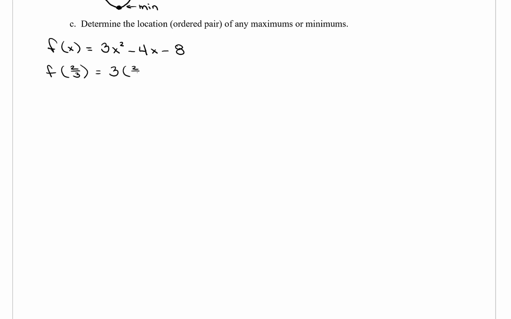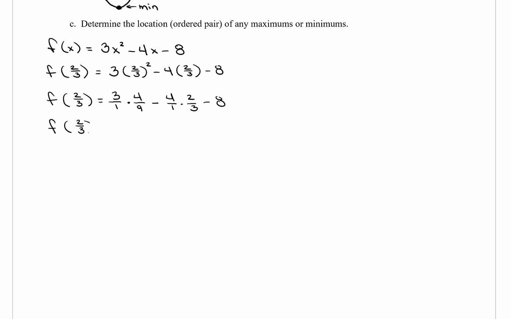This is going to be equal to 3 times 2/3 squared minus 4 times 2/3 minus 8. F of 2/3 is going to be equal to 3/1 times 4/9 minus 4/1 times 2/3 minus 8. F of 2/3 is going to be equal to 12/9 minus 8/3 minus, and I'm going to write 8 here. I'm going to need to get a common denominator, so I'm going to write that 8 so that I have a 1 underneath, but I'll do that in the next step.